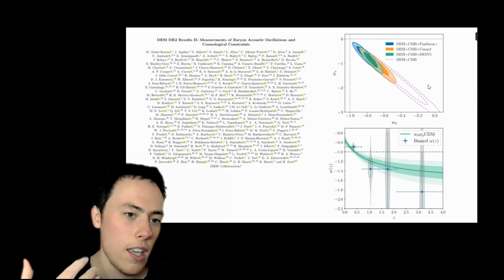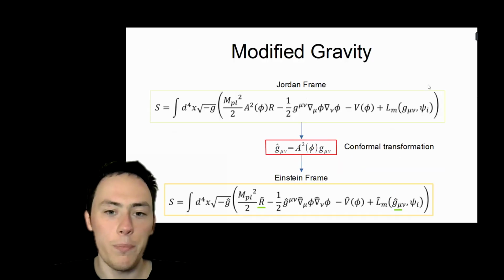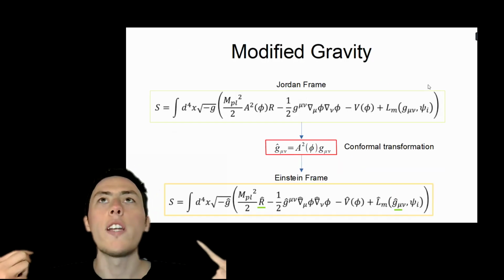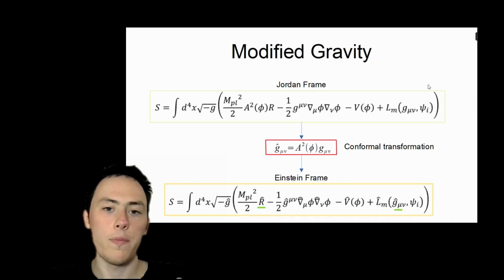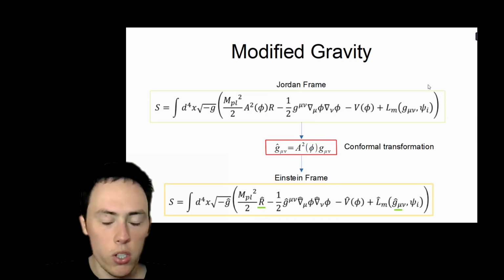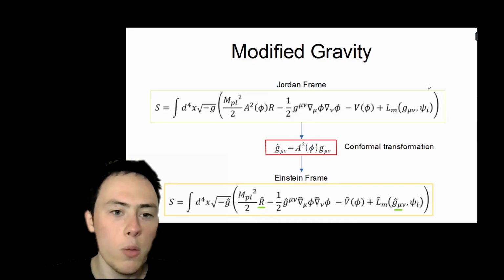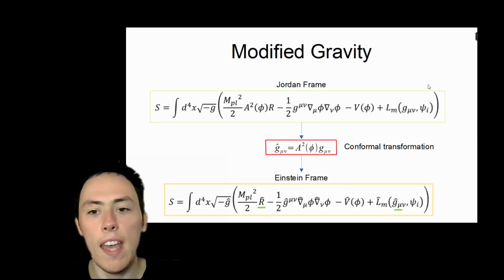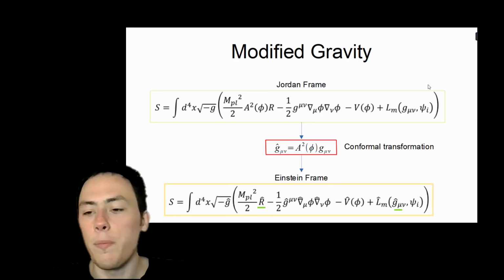An alternative is the models that I'm interested in, where they have a screening mechanism. So these screening mechanisms allow them to hide themselves depending on the environment. So here I've got two actions. In the above action, I have a modified theory of gravity. So instead of the usual Einstein-Hilbert term, there's an additional function A, and there's a scalar degree of freedom.